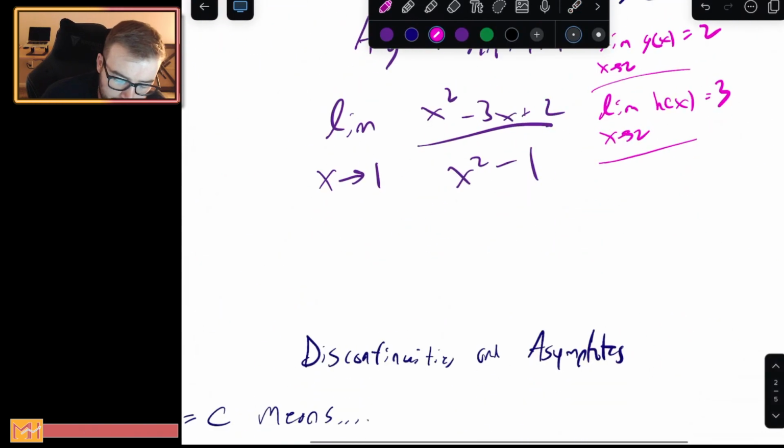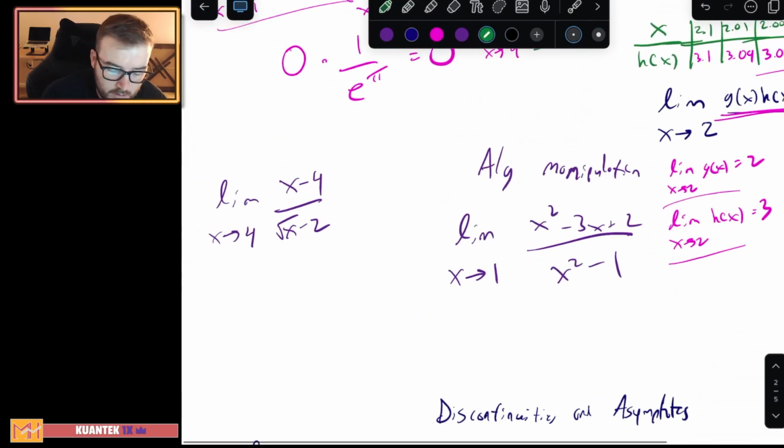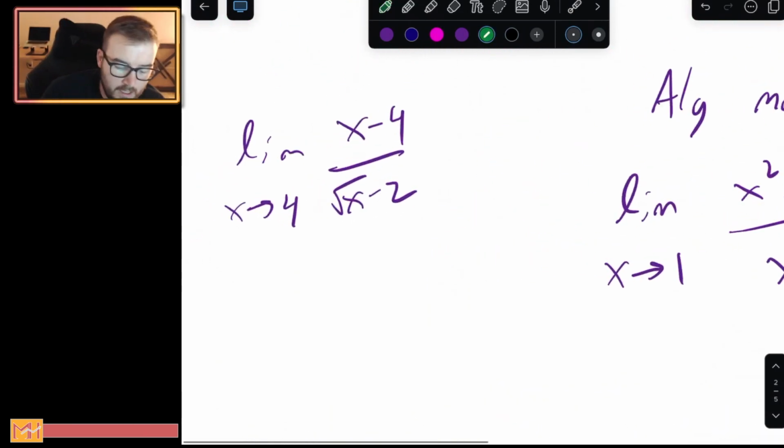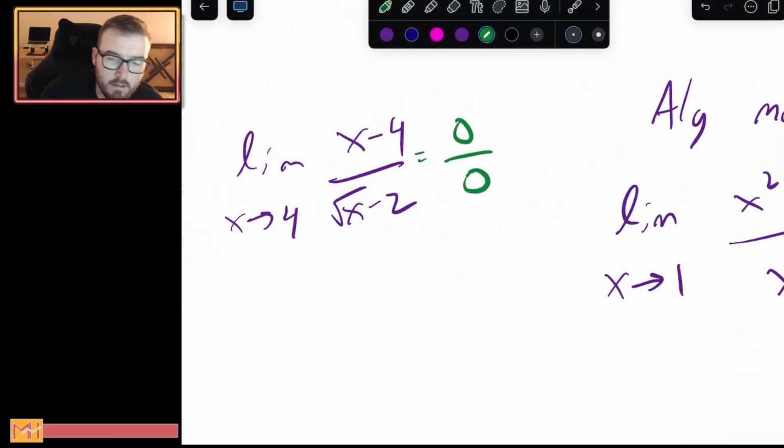Okay, continuing on. Some algebraic manipulation, right? Sometimes you look at a limit and you're like, wait a minute, 4 minus 4 is 0. And the square root of 4 is 2, and 2 minus 2 is 0. Oh no, 0 over 0. Does that mean the limit does not exist? Because what does that even mean? No, that's not what that means. It means you're going to have to use some manipulation.